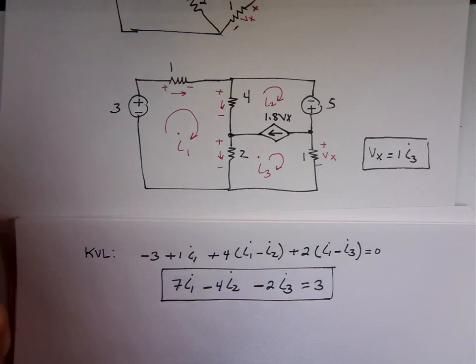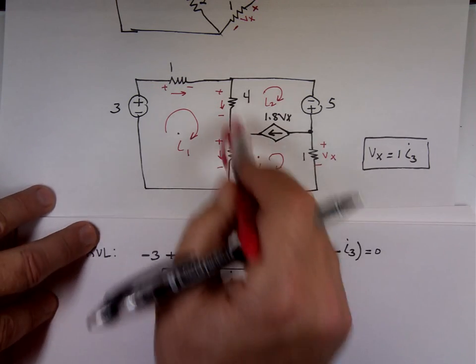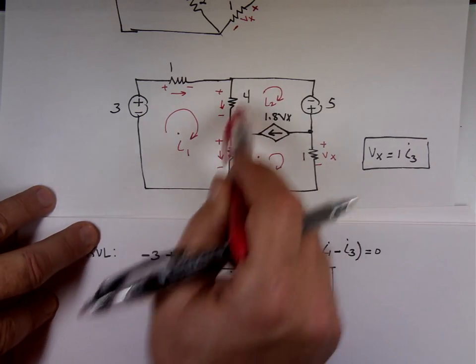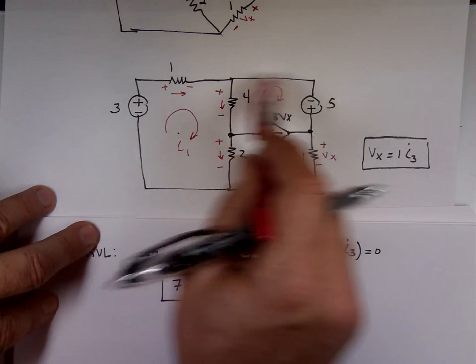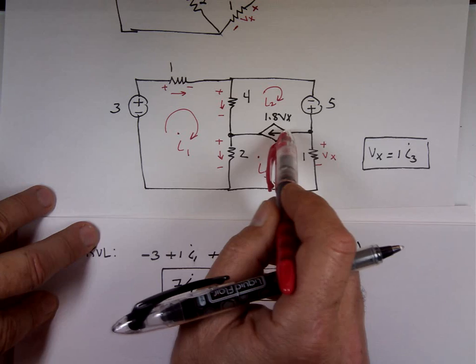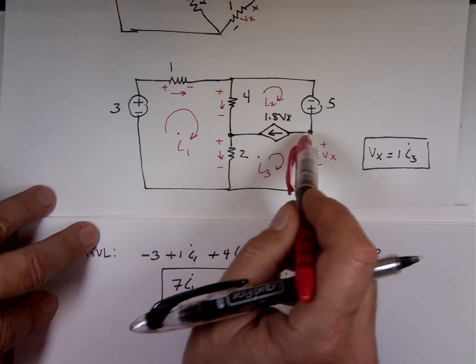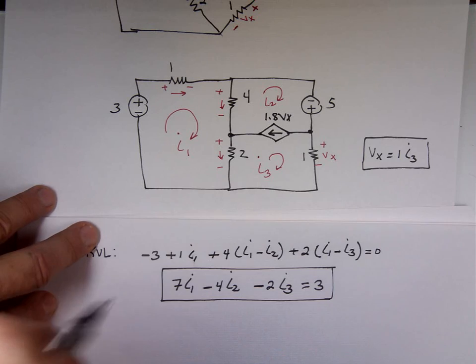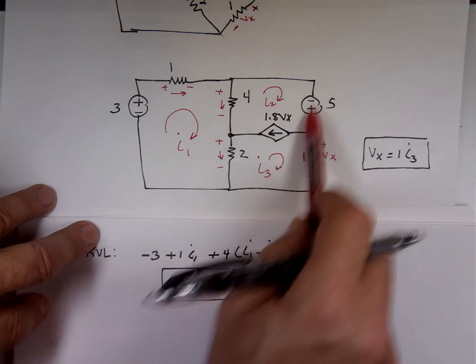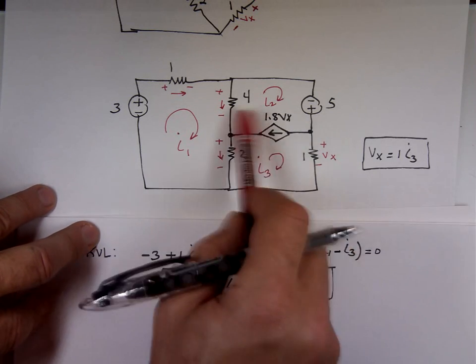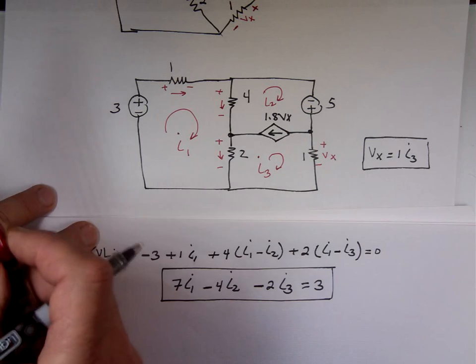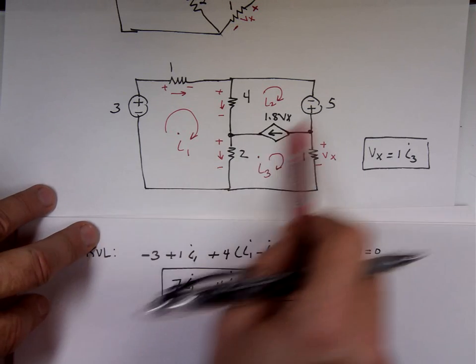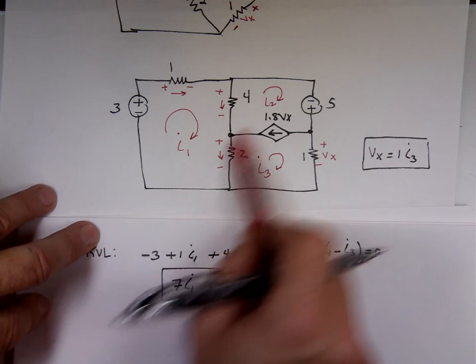I can't take this and do KVL here. I keep saying that. Why? What's the voltage right here? That's a current source, not a voltage source. Some of you are going to make that mistake on the test. They're going to do it, and they're going to put here 1.8 Vx. That's a current source. You don't know the voltage here. So I can't do one here. I can't do one here either. I don't know the voltage.